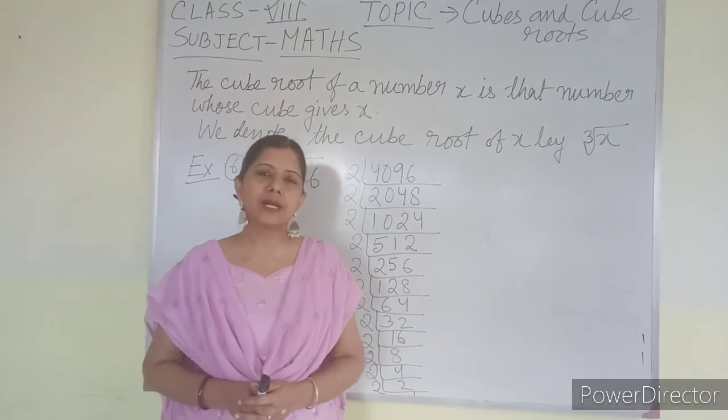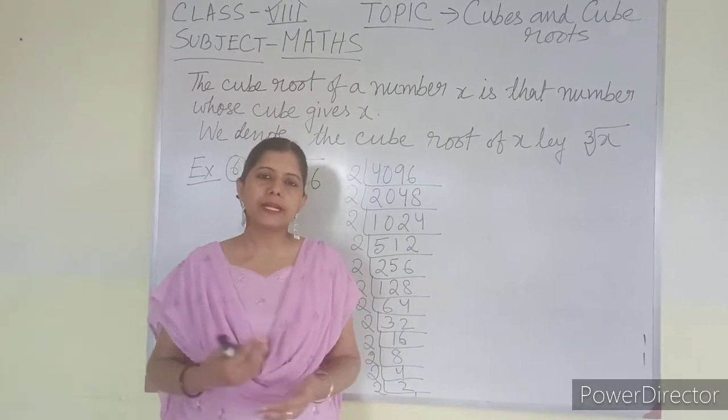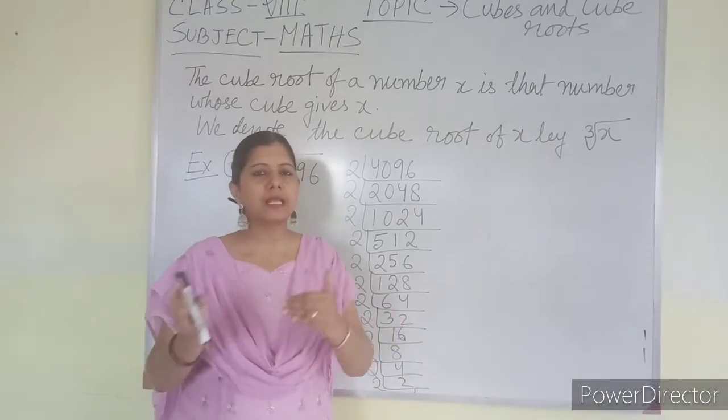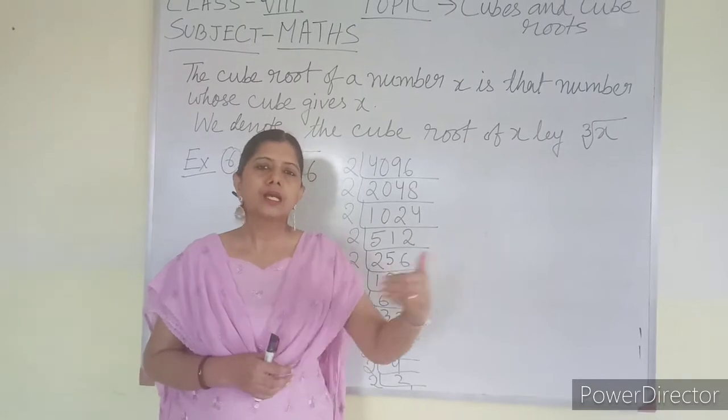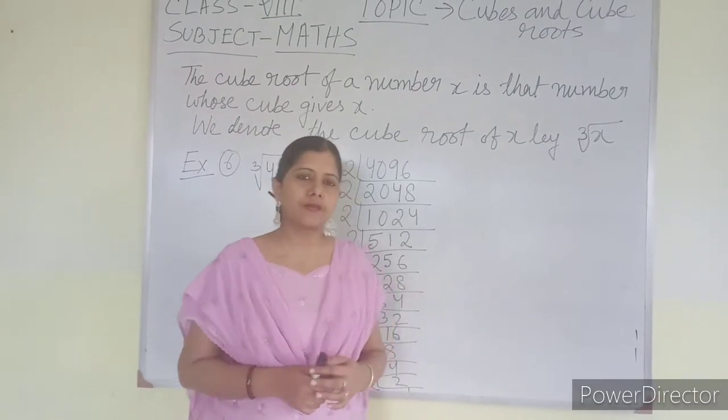In the previous video I told you how to find the cube of a number. So I am repeating it again. The number multiplied with itself one time and second time will give you the cube of a number. Now here I am going to explain the cube root of a number.